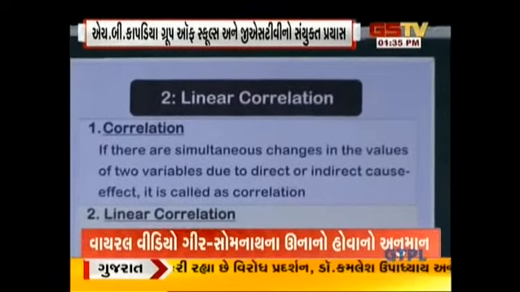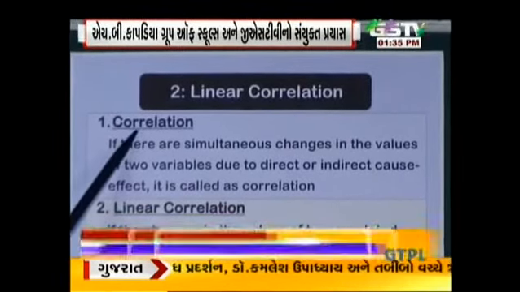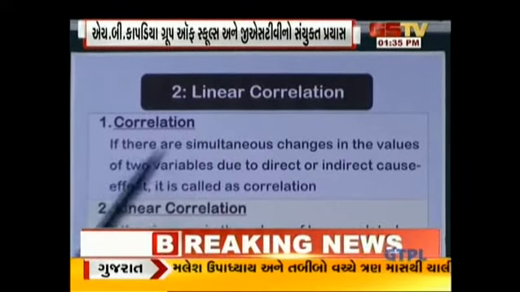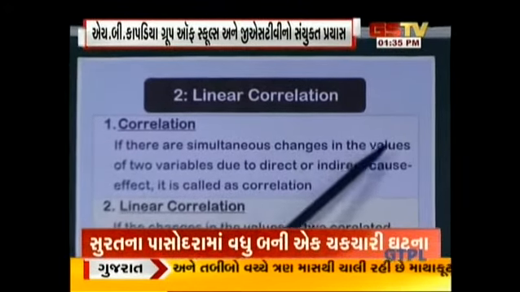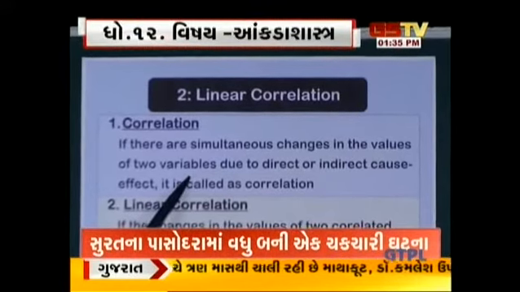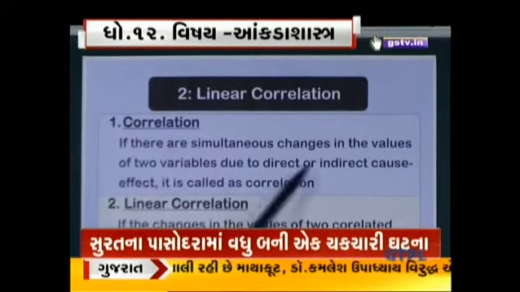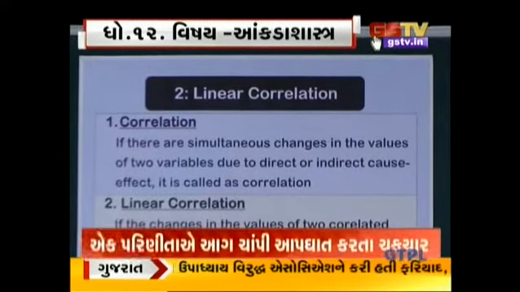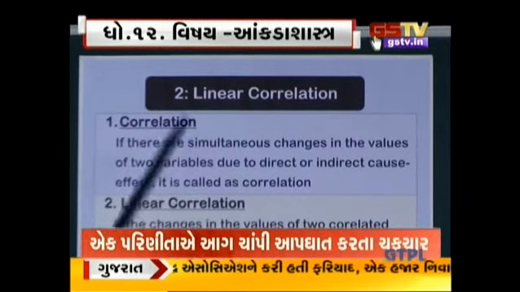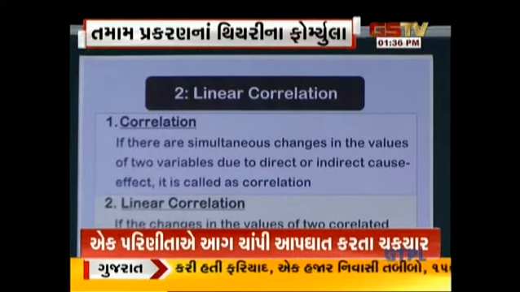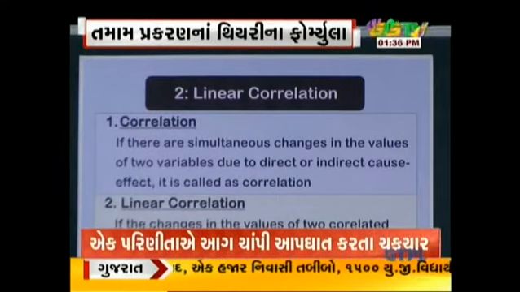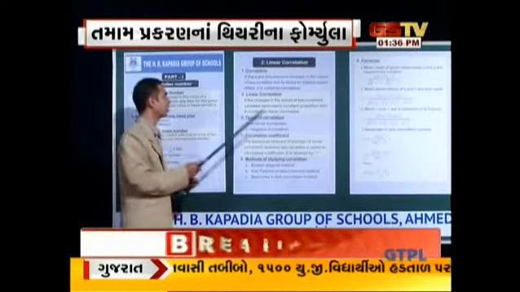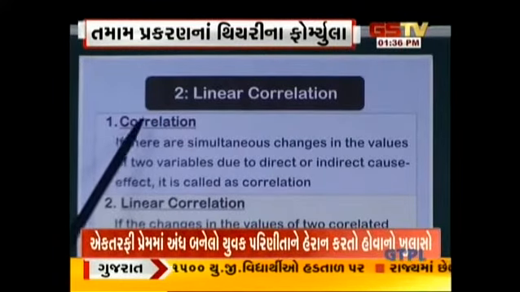First understand the meaning of correlation. If there are simultaneous changes in the value of two variables due to direct or indirect cause and effect, it is called a correlation. Here correlation means a change between two variables. Yes, there is a slight difference between linear correlation and correlation.